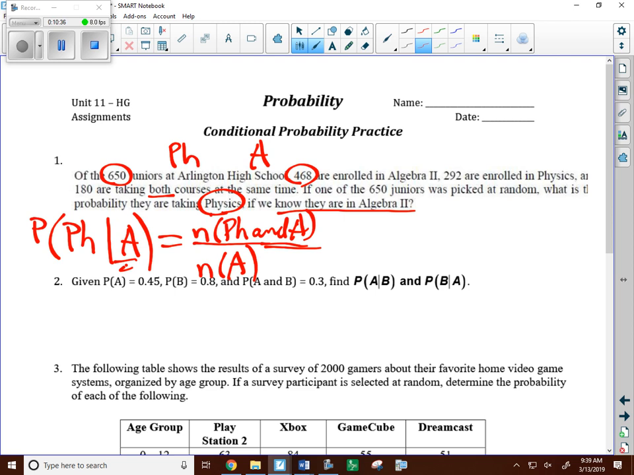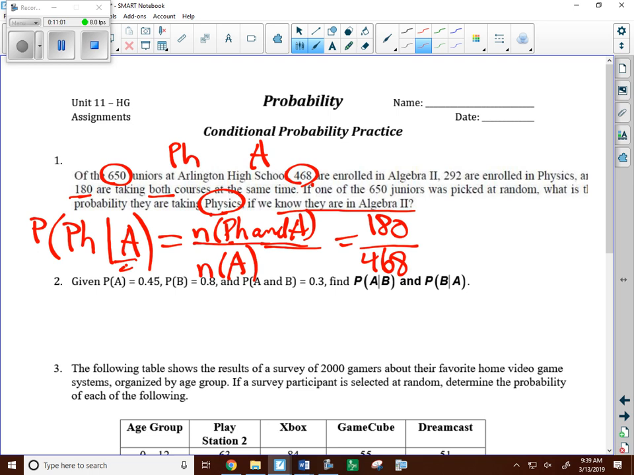We have both those. Physics and algebra 2, I think it's 180. 180 are taking both. That's physics and algebra 2. Divided by the number taking algebra 2. Yeah, I think it's around 468. Okay, that's it. So for this, you really do have to use the formula.